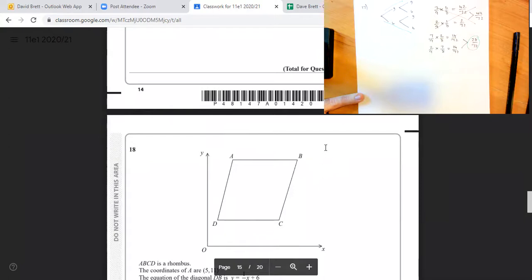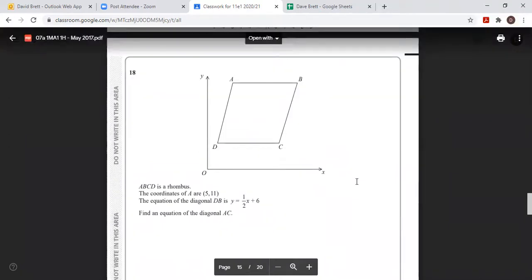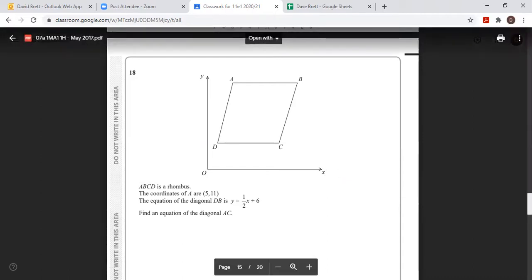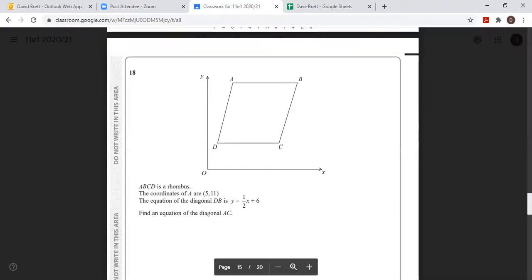Okay, so let me just minimize that for a second. ABCD is a rhombus. The coordinates of A are 5, 11. The equation of diagonal DB is y equals half x plus 6. Find the equation of diagonal AC. Okay, so I'm just going to quickly draw a diagram.